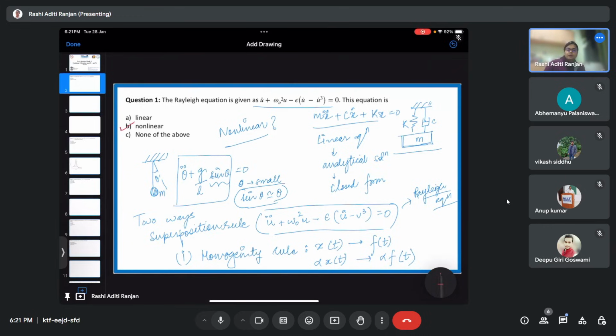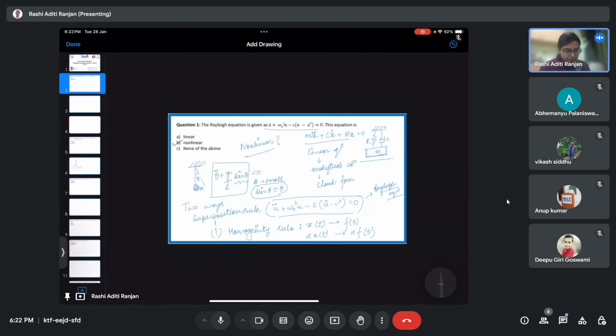Okay. I hope this is clear. And so by these rules, you can anytime see whether your equation is linear or nonlinear. And with time, as you deal with nonlinear equations, you'll see that it will become easier for you to just look at the equation and conclude whether it is linear or nonlinear. Okay, I hope it is clear to everyone.